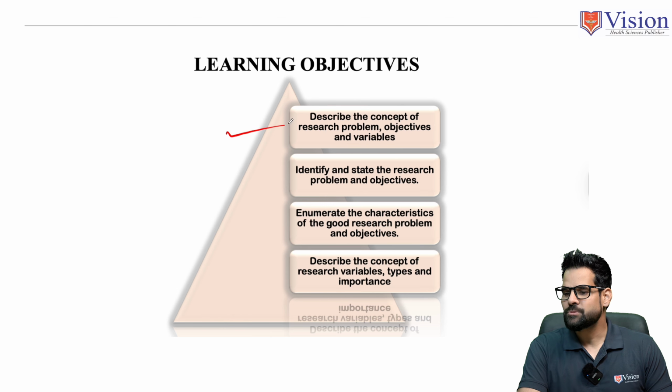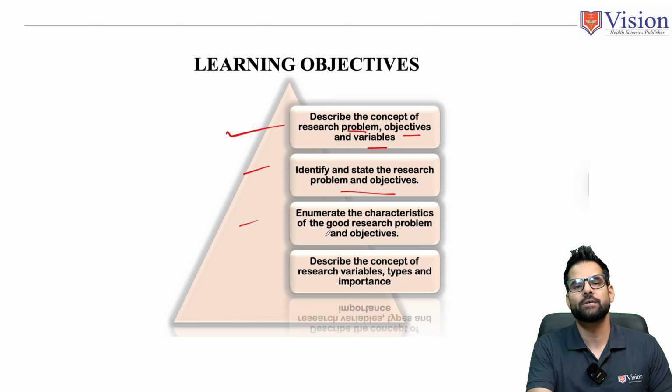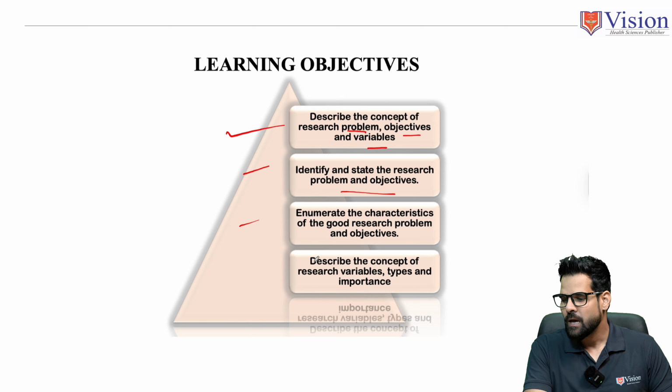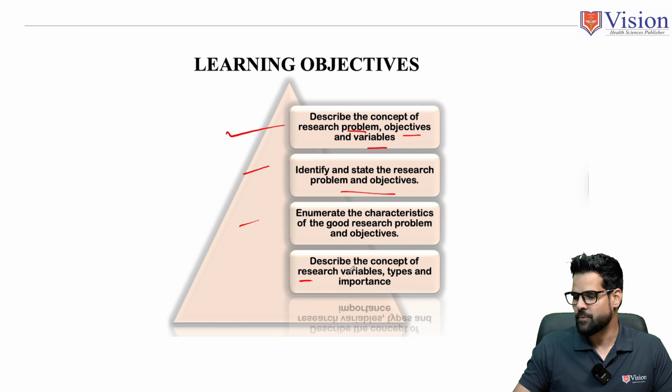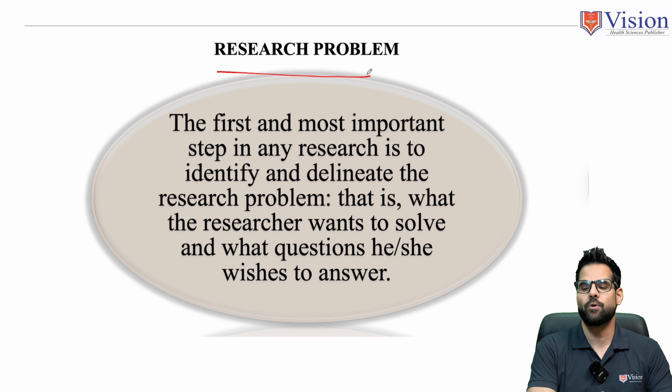So these are the learning objectives for this particular unit. We'll try to understand the concept of research problem, objectives, as well as the variables and hypothesis. Identify and state the research problem and objectives. Enumerate the various characteristics of a good research problem and objective, and also try to discuss the concepts related to the research variables, its types, as well as the importance. Now let's start with the first one, that is research problem.